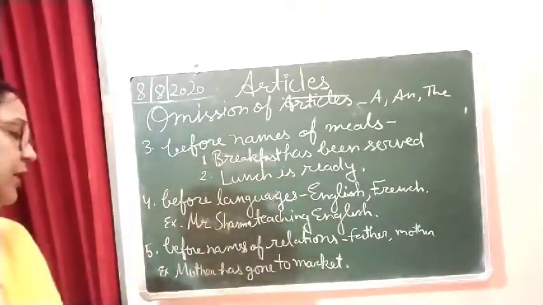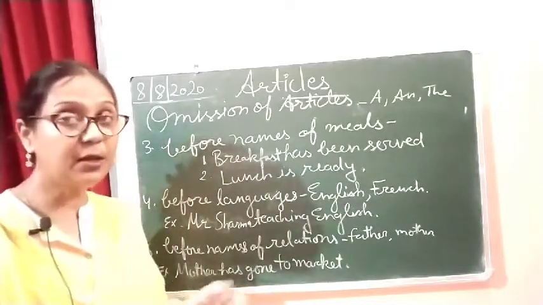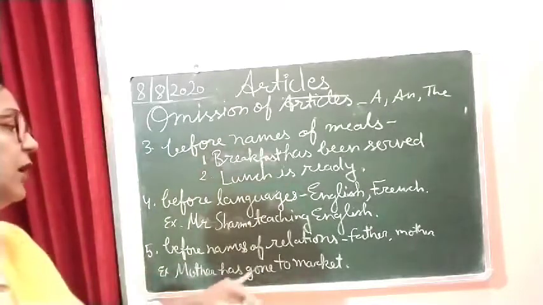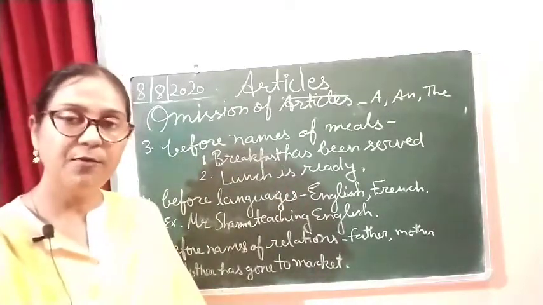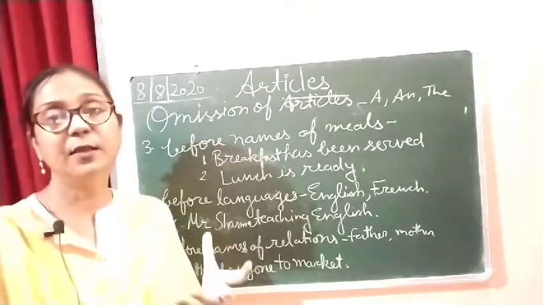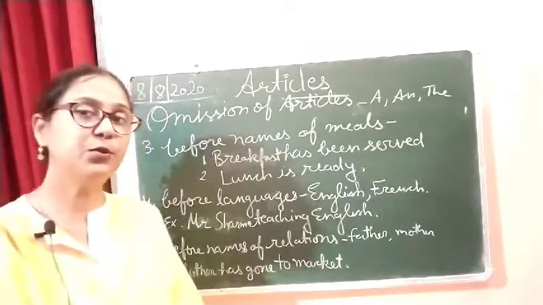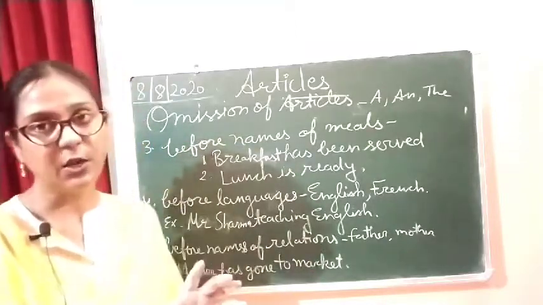Now in the fifth point, we have to omit articles before names of relations. Whenever we are talking about the names of relations, suppose father, mother, brother, uncle, sister, we are not supposed to write any article over there.